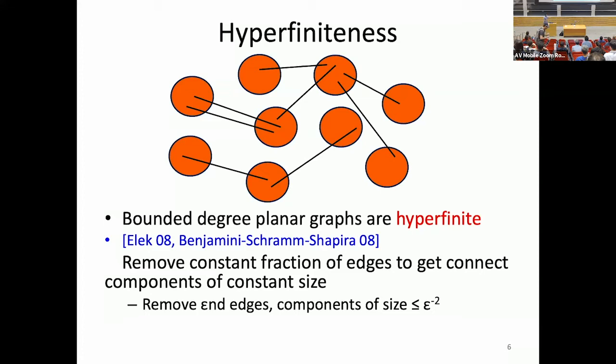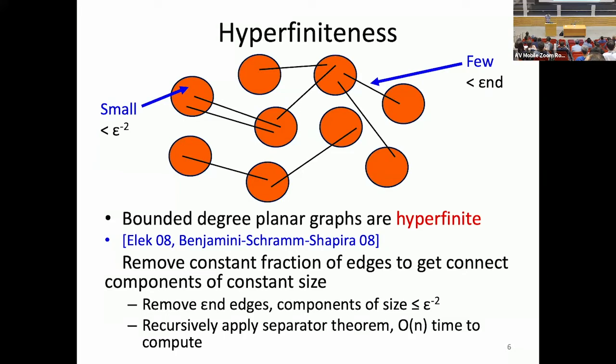Specifically, you can remove an epsilon fraction of the edges. I'm measuring edges as n times d, where d is the degree bound. Think of the degree bound as some constant. So you can remove an epsilon fraction of the edges, and you get connected components of size 1 over epsilon squared, constant sized. And you might ask, is this tight? Indeed it is the case. By the way, to prove the hyperfiniteness, you can just recursively apply the Lipton-Tarjan separator theorem, and it's a good exercise in divide and conquer and working out recurrences.